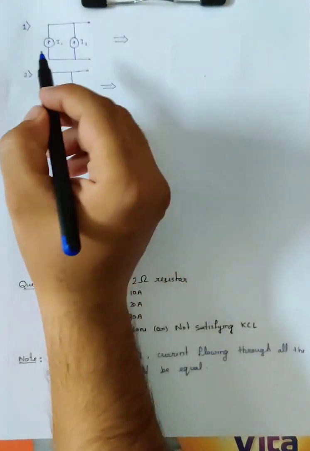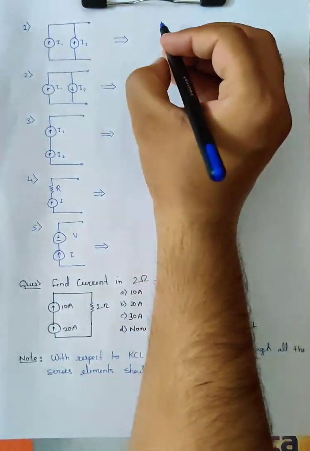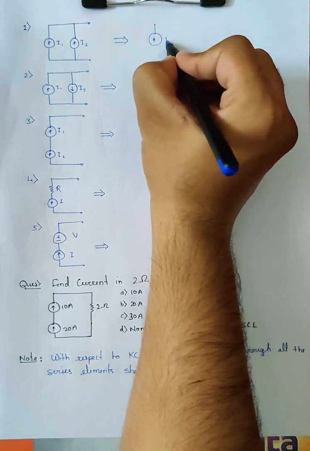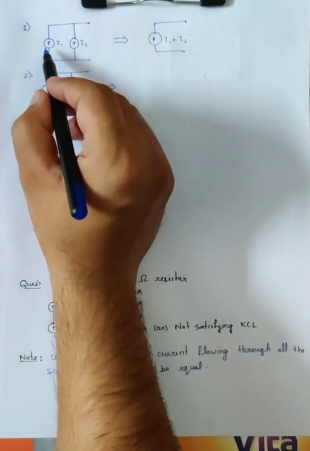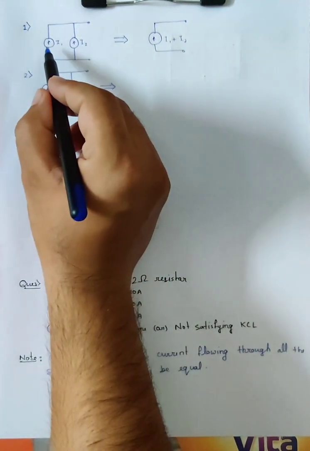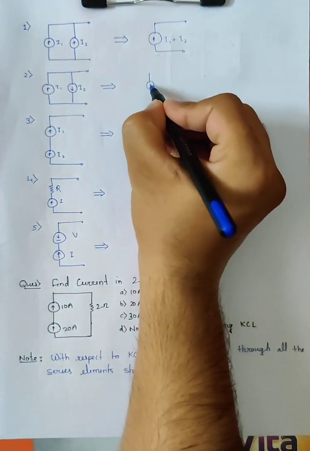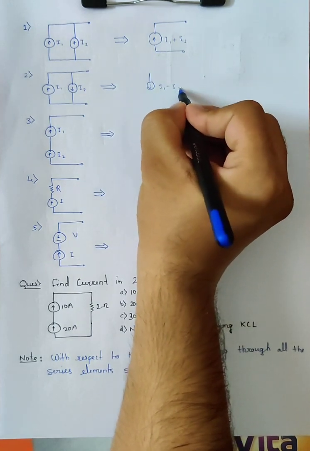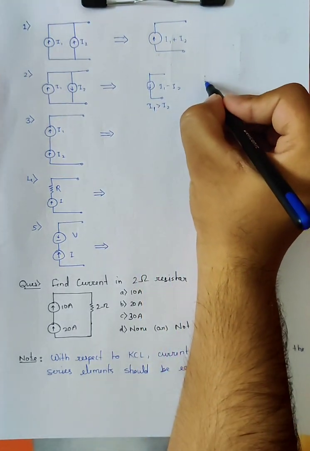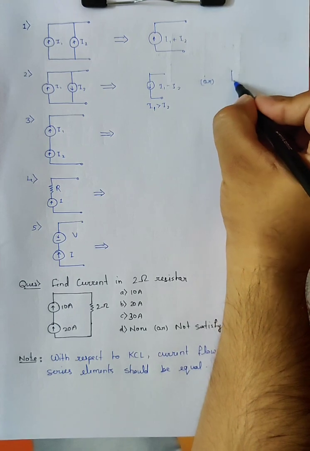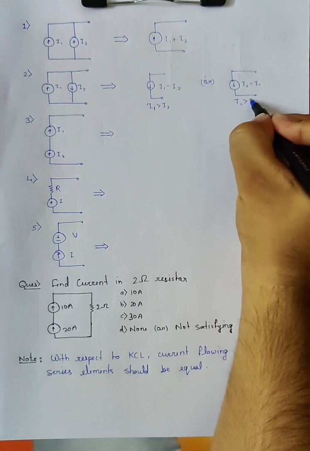Let's see some illustrations for better understanding of current source. These are the two current sources in parallel. We can redraw this as a single current source with value I1 plus I2. The currents are added for the two current sources that are connected in parallel. For this case, it can be redrawn as I1 minus I2 if I1 is greater than I2, or I2 minus I1 if I2 is greater than I1.